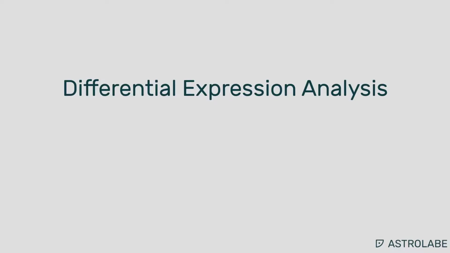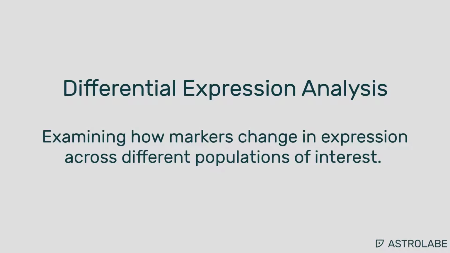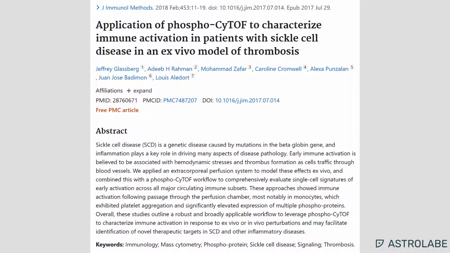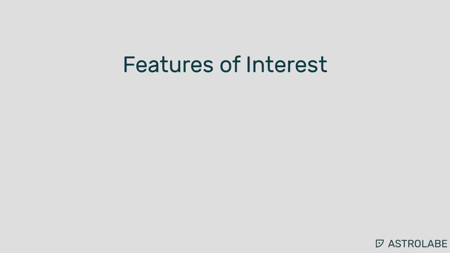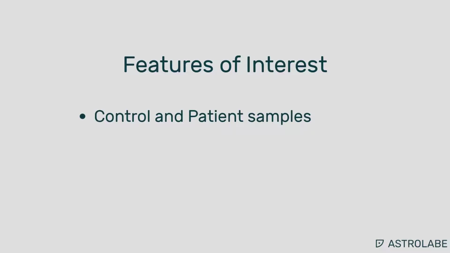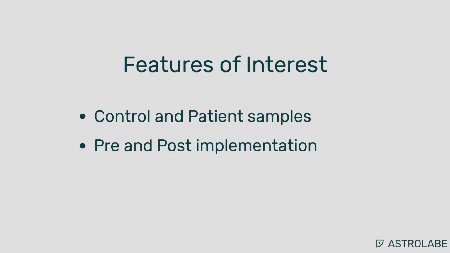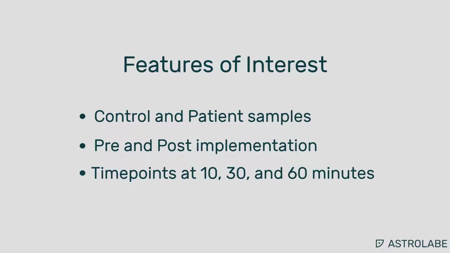In Astrolabe, differential expression analysis is a tool we use to examine how markers change in expression across different populations of interest. For this demo, we are going to use a publicly available dataset from Glassberg et al., which used an ex vivo model to mimic the effects of thrombosis on a control and a patient group with sickle cell disease. There are several features of interest in this experiment, including control and patient samples, pre- and post-implementation of the model, and 3 time points at 10, 30, and 60 minutes when samples were taken.